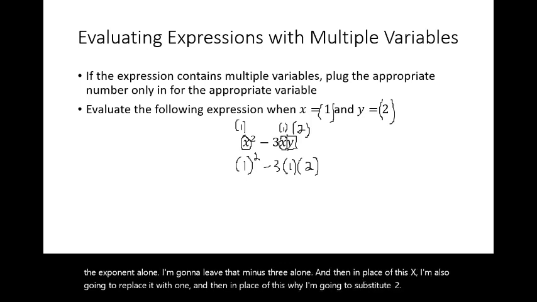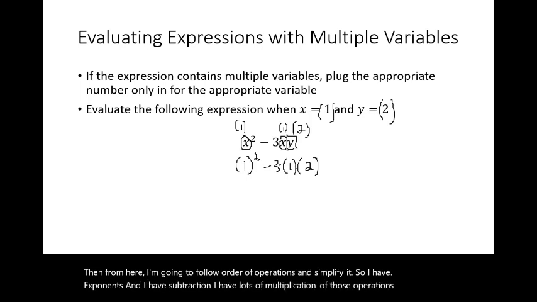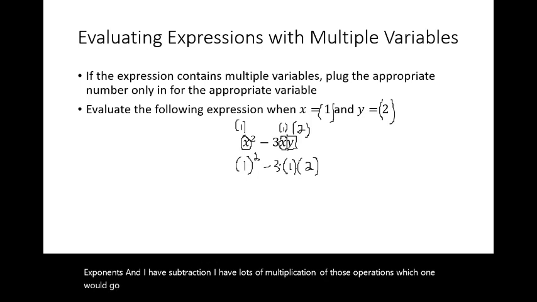Then from here, I'm going to follow order of operations and simplify it. So I have exponents and I have subtraction and I have lots of multiplication. Of those operations, which one would go first? The exponent would go first, so I'm going to do 1 squared first. So this will be the same as 1 times 1, which is 1.